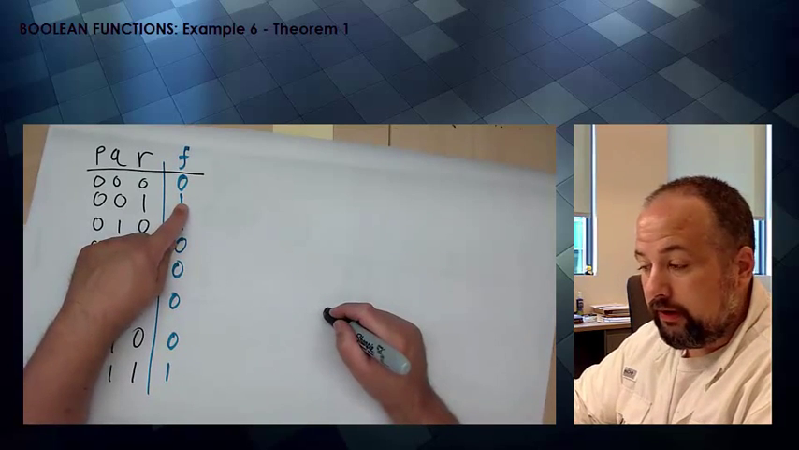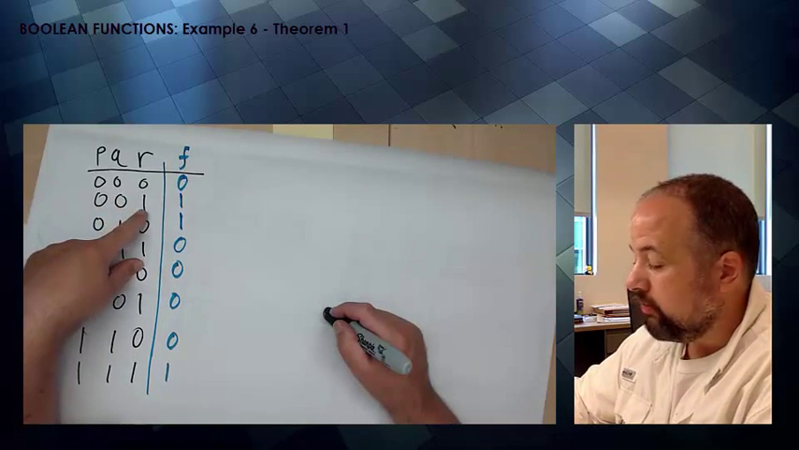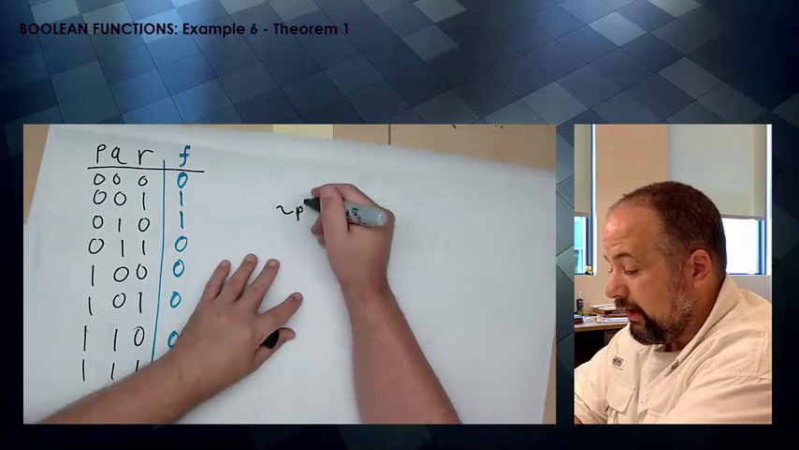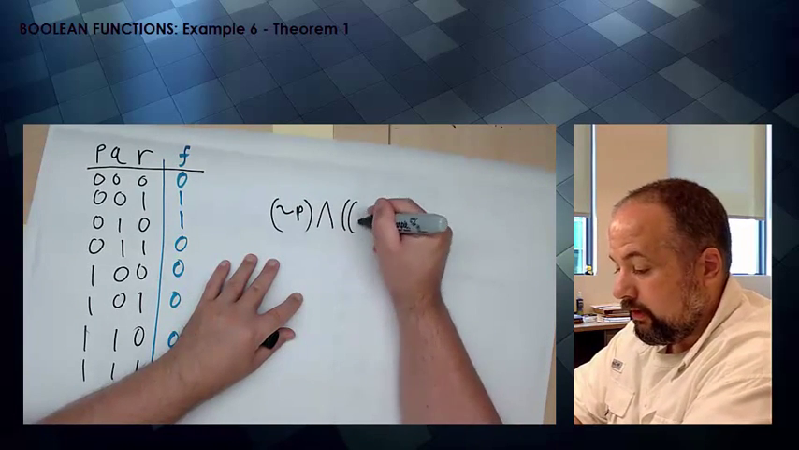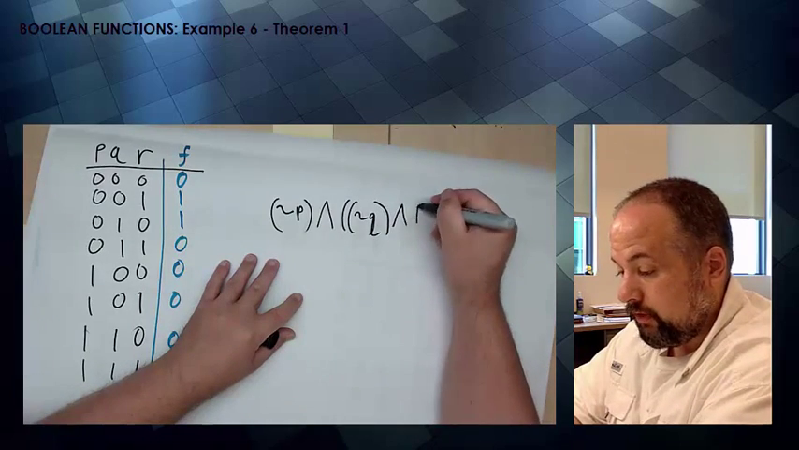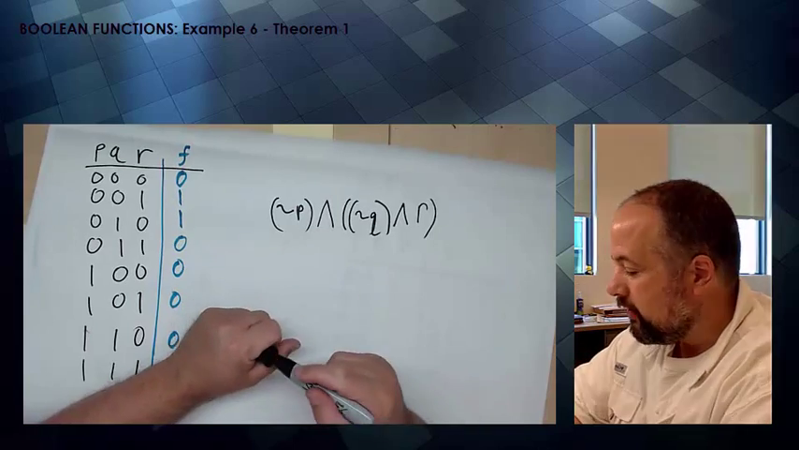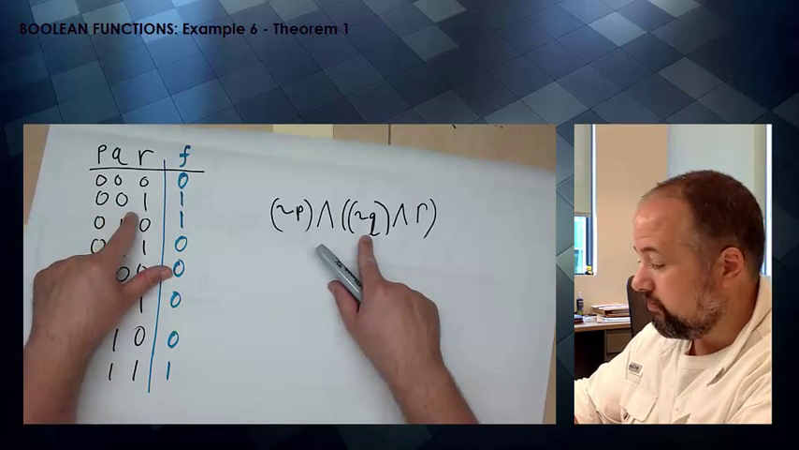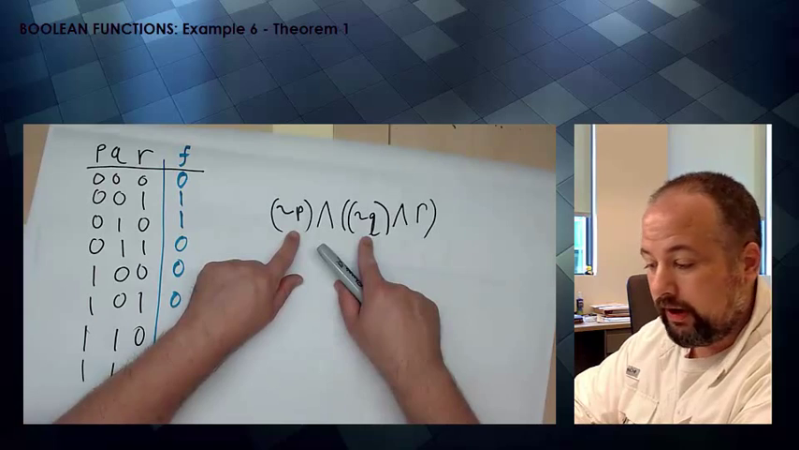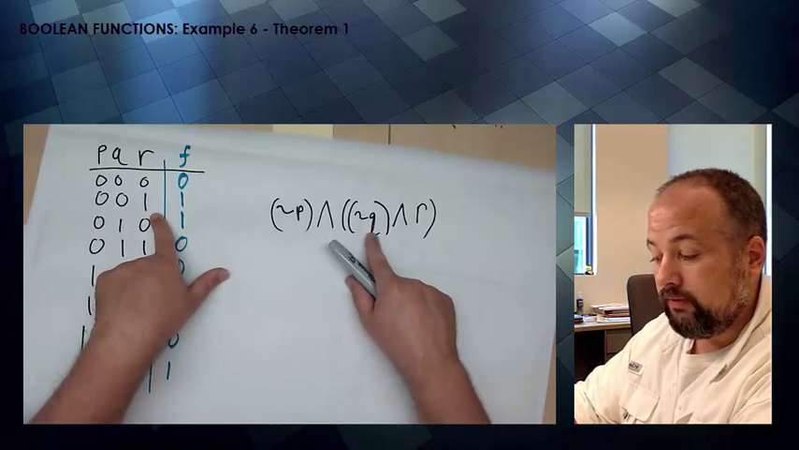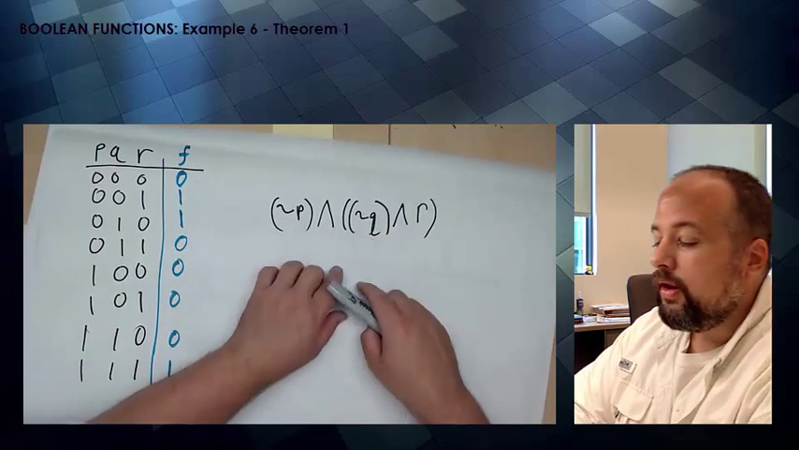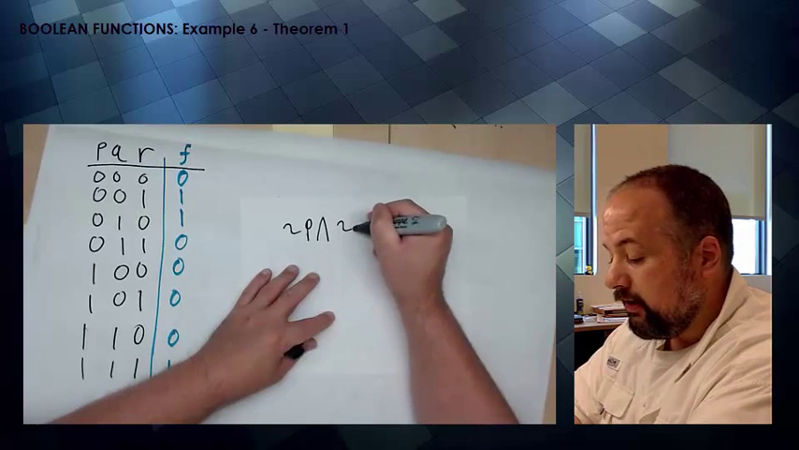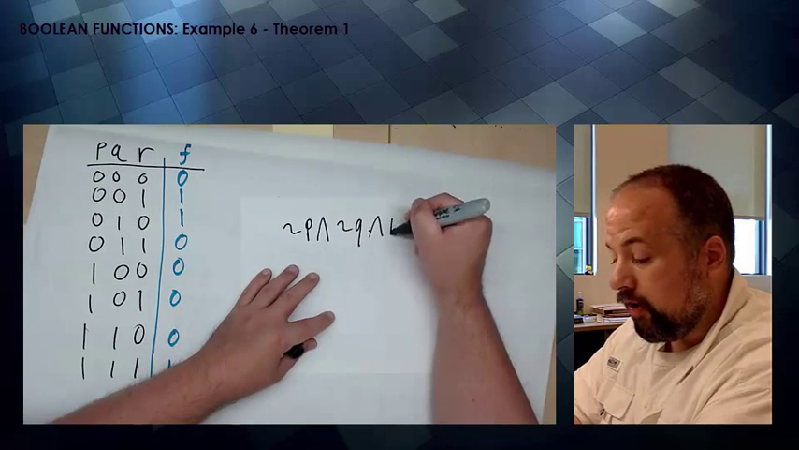So in this case, the output is 1 if the input is 0, 0, 1, right? So what that is, make sense? So not P is 1, not Q is 1, because P and Q are 0 here, right? So when we negate them, we get 1. So this is saying 1 and 1, because R is 1, and 1. Now, in a lot of cases, you might write this as not P and not Q and R, right?